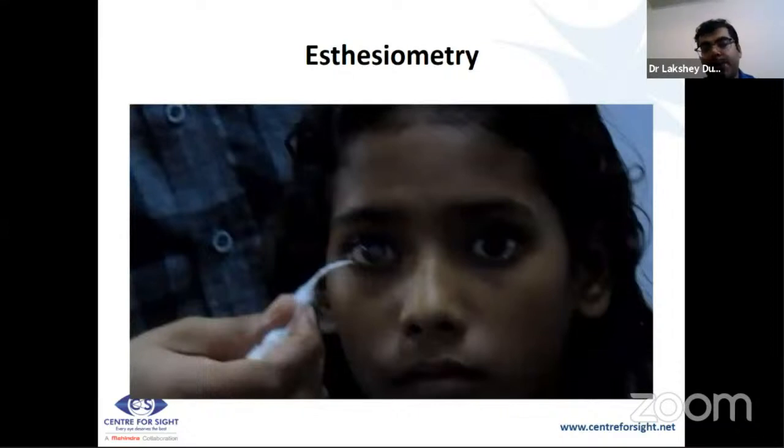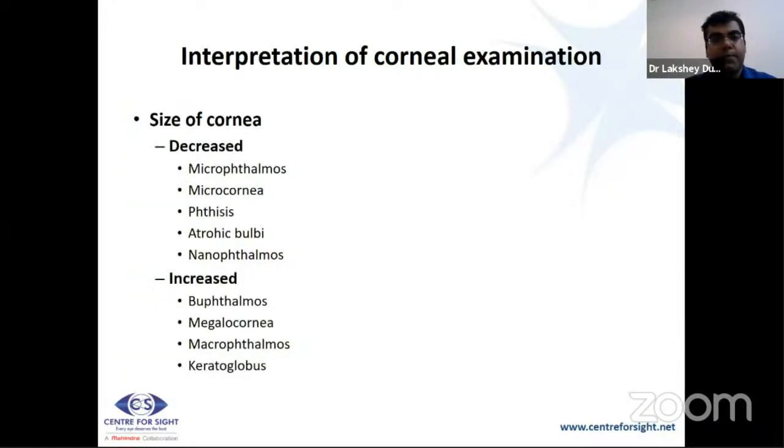Another important aspect of corneal examination is checking for sensations. You can use an esthesiometer or a wisp of cotton and check for sensations. It is always best to compare the two eyes and check for sensation in all the quadrants, also in the peripheral cornea and central cornea. So this was how we do the clinical examination of cornea.